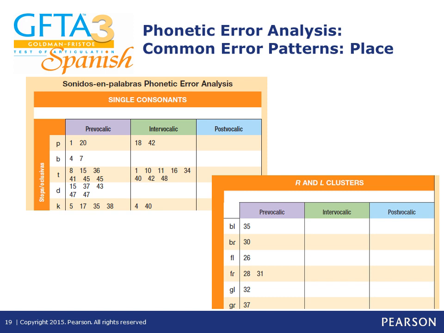These are some more images from the record form as well. This section is called the phonetic error analysis. After completing the Sonidos en Palabras test, you can use the phonetic error analysis table to identify the individual's error patterns by looking at the place or location of the error within the syllable, so the prevocalic, intervocalic, or postvocalic positions. There's also a phonetic error analysis table for the RNL cluster errors that you can record separately.